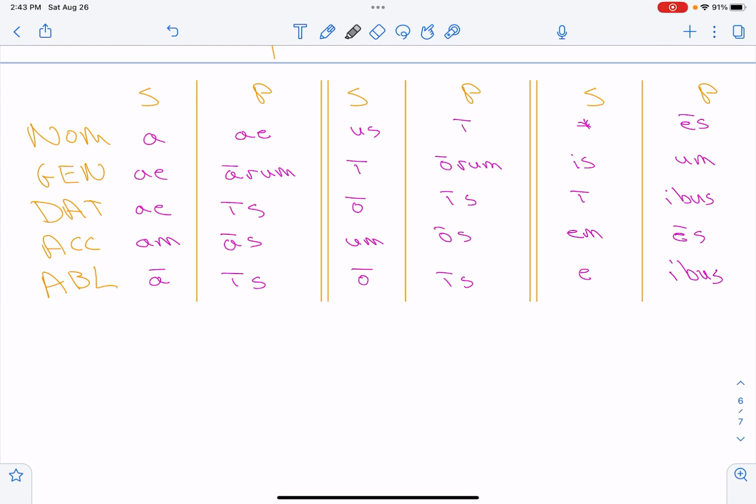Okay, so here are the noun endings for the first, the second, and the third declension. When it comes down to it, you basically have to memorize 30 endings.